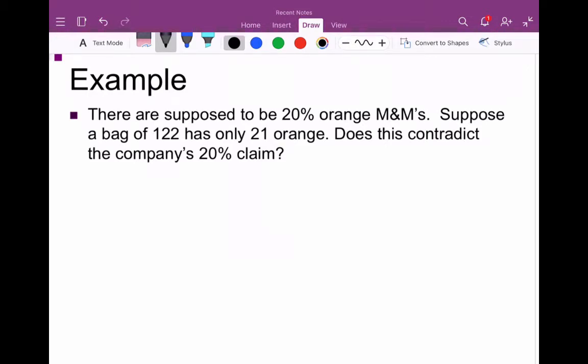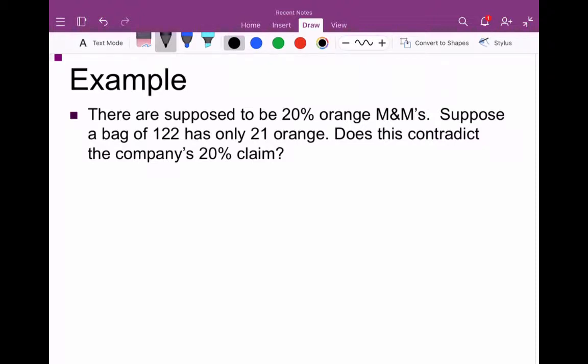We're going to go ahead and finish up with Chapter 20 today, and we're really just going to look at two different examples to do this. Our first example asks us if there are supposed to be 20% orange M&Ms. Suppose a bag of 122 M&Ms only has 21 that are orange. Does this contradict the company's 20% claim?